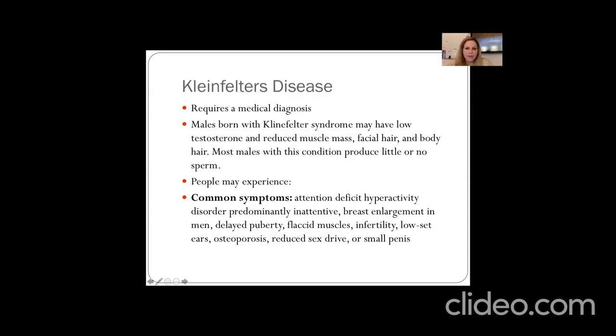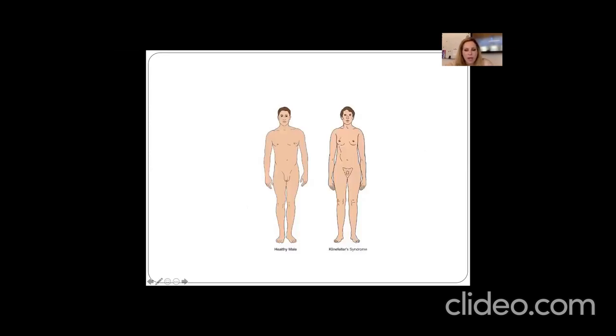So you didn't have to write down everything, just as long as you know it's XXY and they're going to have female attributes and they're going to be infertile. Here's a picture showing what's considered to be a normal male on the left side, and then a male that has Klinefelter's on the right side. So you can definitely see a big difference in the shoulders and the hips and stuff like that.